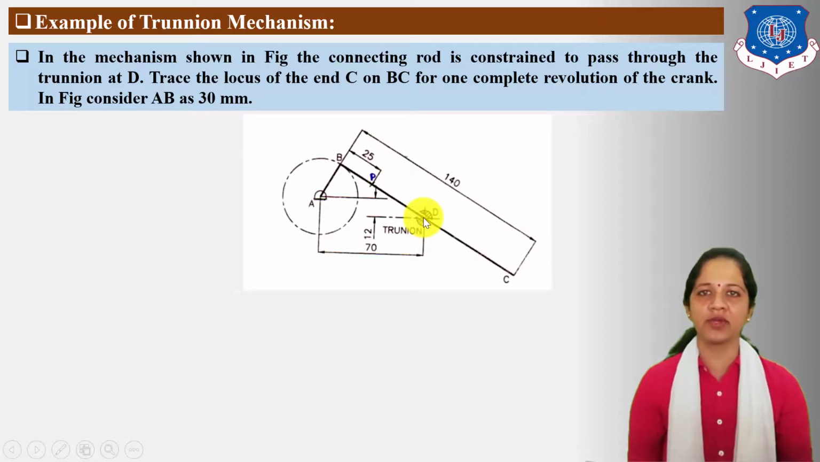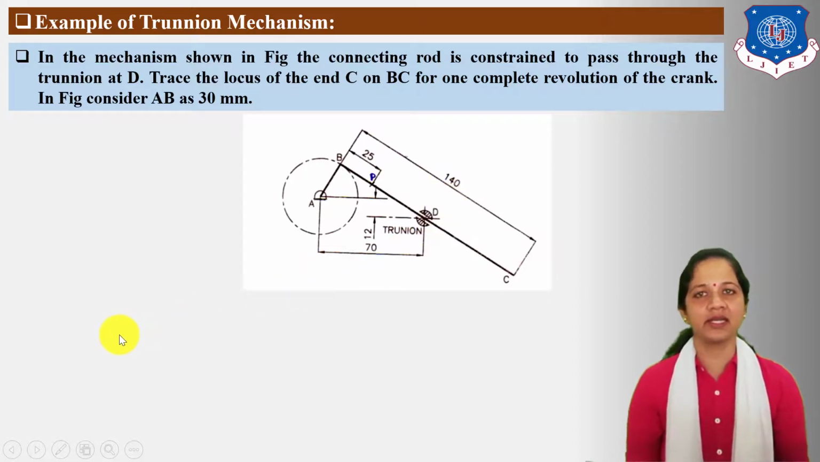The distance of Trunnion point is given. Horizontal distance from A point is given 70 mm and vertical offset distance from horizontal path which is passing through A point is given 12 mm. The length of BC rod which is passing through Trunnion point D is given 140 mm. Next, let us solve this example with dimension.